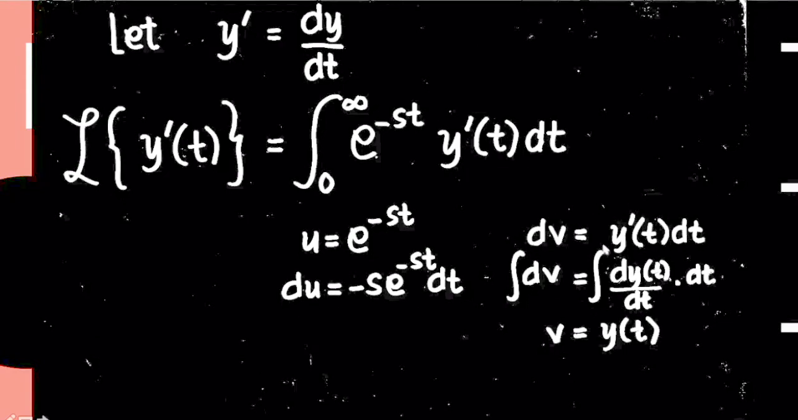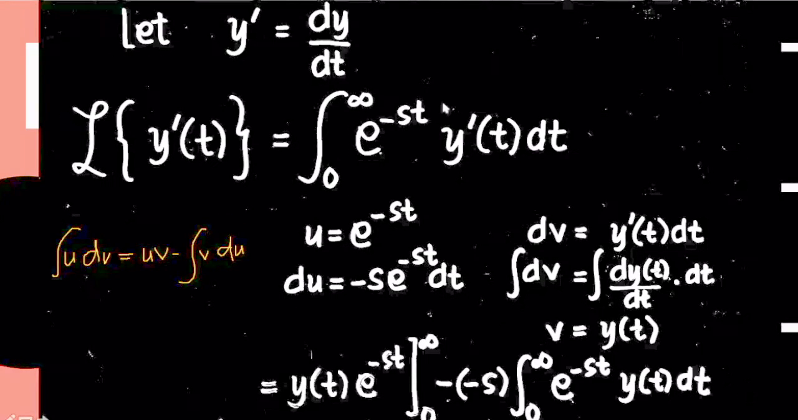So you know that y prime is equal to dy over dt. y is a function of t. I can cancel dt here, and then integrating dy as a function of t will give me y of t. Plugging into the formula, we have this. So u times v is, of course, we just copy this: y as a function of t times e raised to negative st, applying the limits later from 0 to infinity.